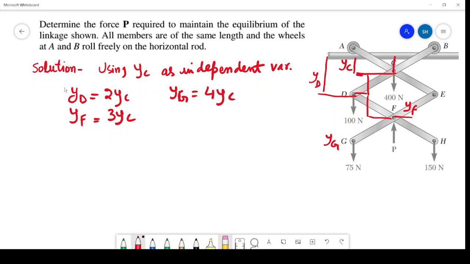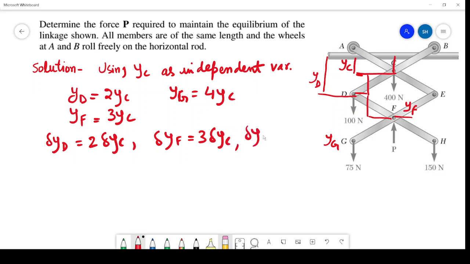Now if you want to calculate delta Y, we have delta YD equal to 2 delta YC. Similarly, delta YF will be equal to 3 delta YC, and delta YG will be equal to 4 delta YC. Now we can write the expression of virtual work delta U. Suppose the frame is moving in the downward direction. We have force 1, 2, then 3, 4 and 5. Five forces are there, so in total we will have 5 terms.